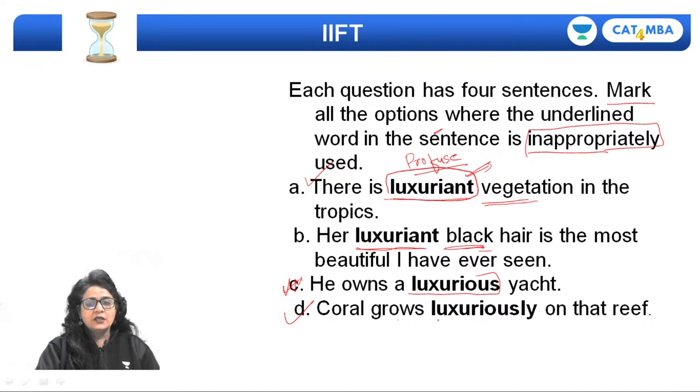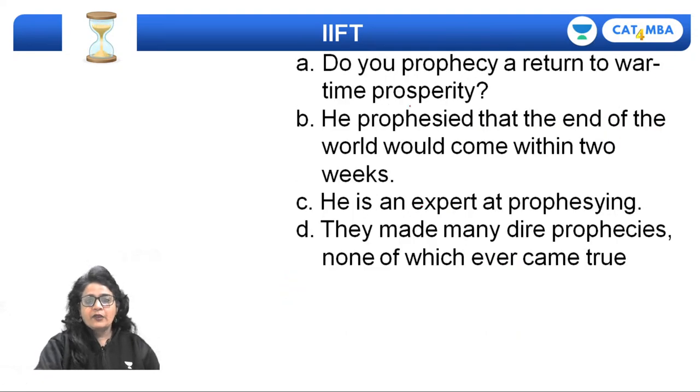Coral grows luxuriously is wrong here. It should be luxuriantly. The adverb has to be luxuriantly on that reef. So the meaning should be that coral grows rapidly as well as thickly on that reef, and hence the word should be luxuriant. So the answer is D. Alright? So be clear with the difference of luxuriant and luxurious. Same question: which of these words is used inappropriately? Or which of the sentences is using these words inappropriately?